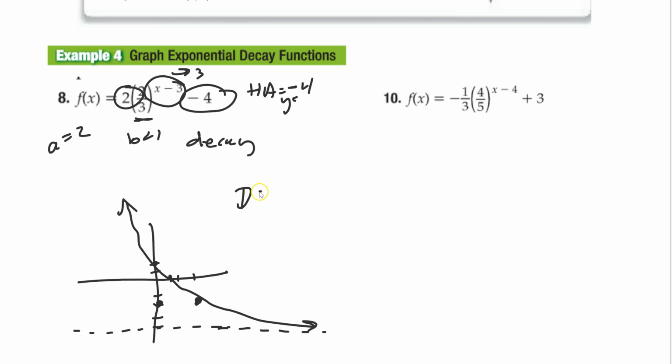Domain and range. Domain, all real numbers. Range, low to high, my lowest is -4 to infinity. So that's where that goes.